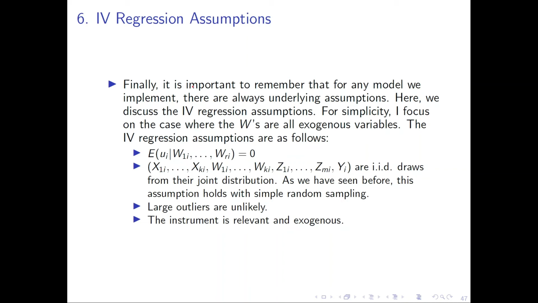In the previous video, we looked at the requirements for the instrumental variable itself. Now we have to look at the assumptions for the whole instrumental variable regression. For simplicity, we assume that the W's are all exogenous variables, so there are no control variables, which should control for the exogeneity of the instrumental variable. So if the W's are exogenous variables, then the assumption is as such.